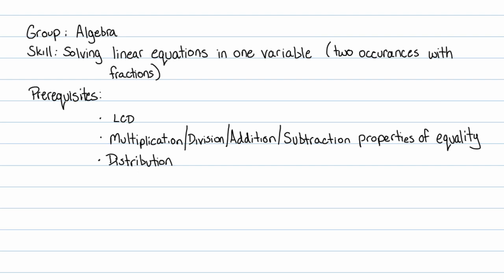Prerequisite skills for doing this type of problem: you have to know what the lowest common denominator is. You have to know multiplication, division, addition, subtraction properties of equality, which basically means you can add, subtract, multiply, or divide to both sides of an equation and retain equality. And finally, you need the skill of distribution, be able to distribute a constant to a couple terms.